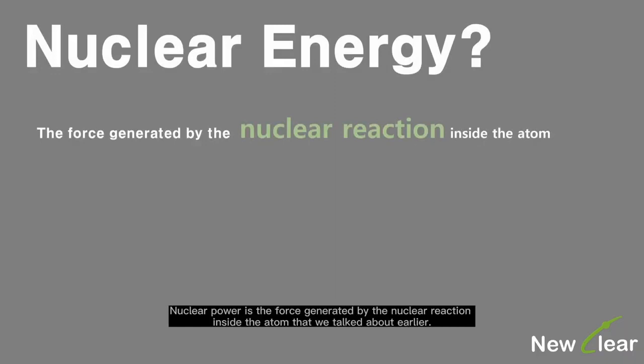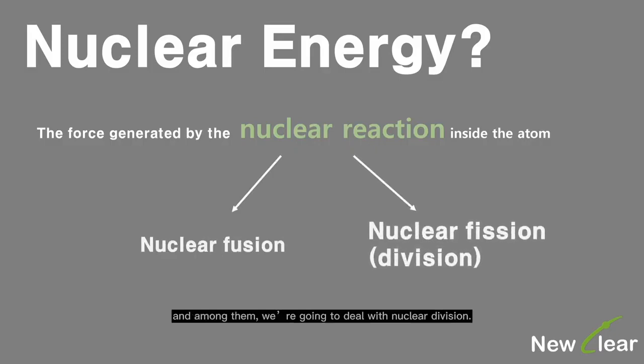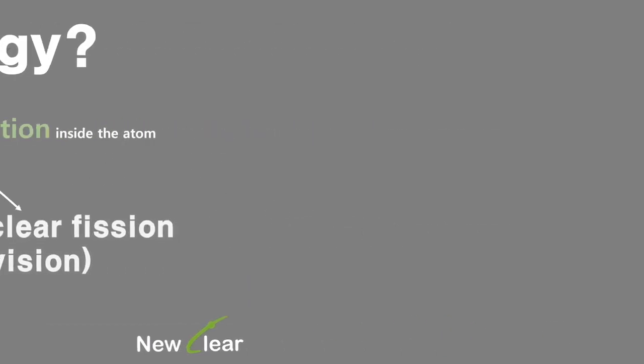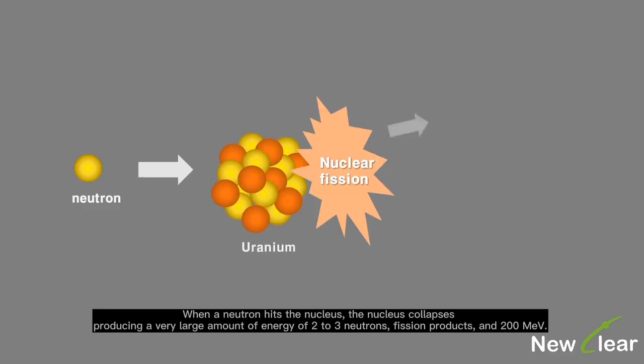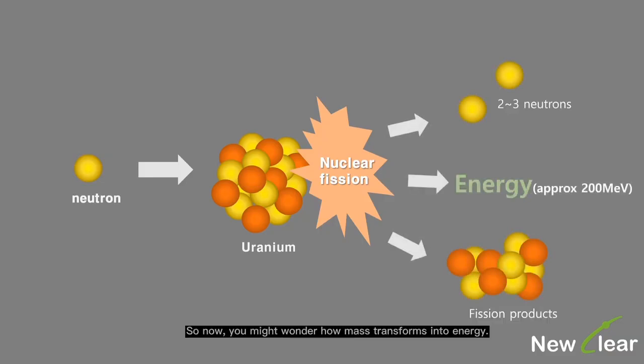Nuclear power is the force generated by the nuclear reaction inside the atom that we talked about earlier. Nuclear reactions include nuclear fusion and division, and among them we are going to deal with nuclear division. When a neutron hits the nucleus, it collapses, producing a very large amount of energy: 2 to 3 neutrons, fission products, and 200 MeV. So now, you might wonder how mass transforms into energy.